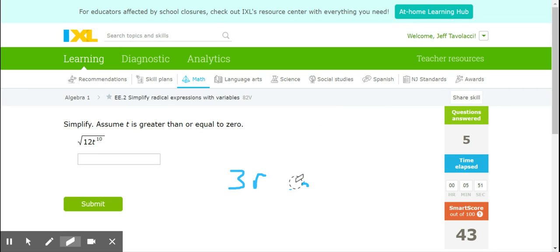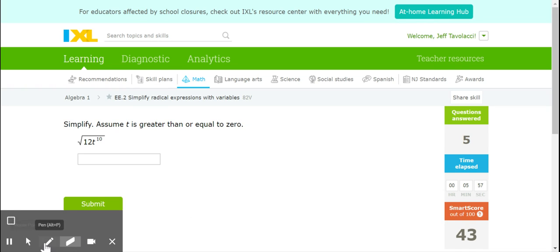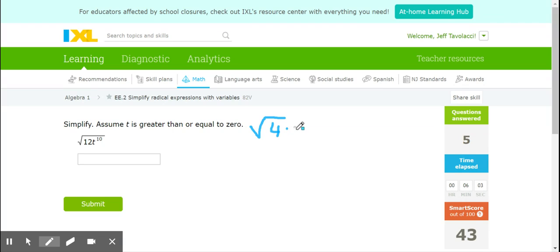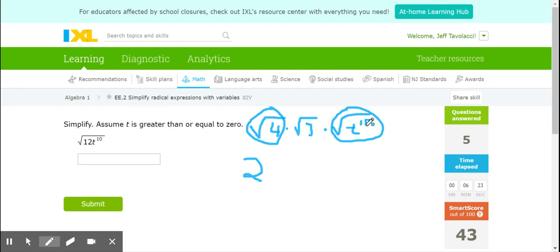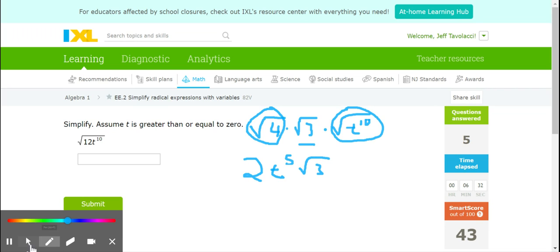Okay, so square root of 12 t to the 10th. In this case, we cannot take the square root of 12, but it has a perfect square factor, 4. So we'll break it up into square root 4, square root 3 times square root of t to the 10th. Square root of 4 I can take. It's 2. T to the 10th I can take the square root of because the exponent's even. 10 divided by 2 is 5. So square root of t to the 10th is going to be t to the 5th. Square root of 3 I can't take, so it stays inside.